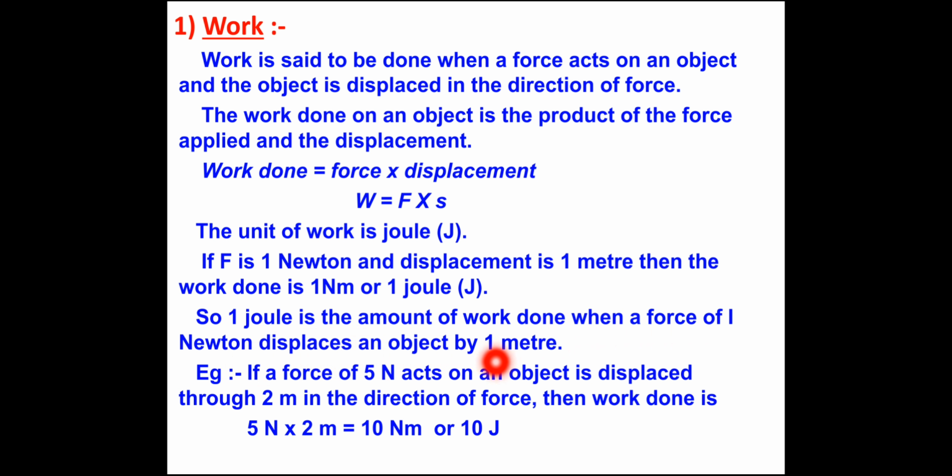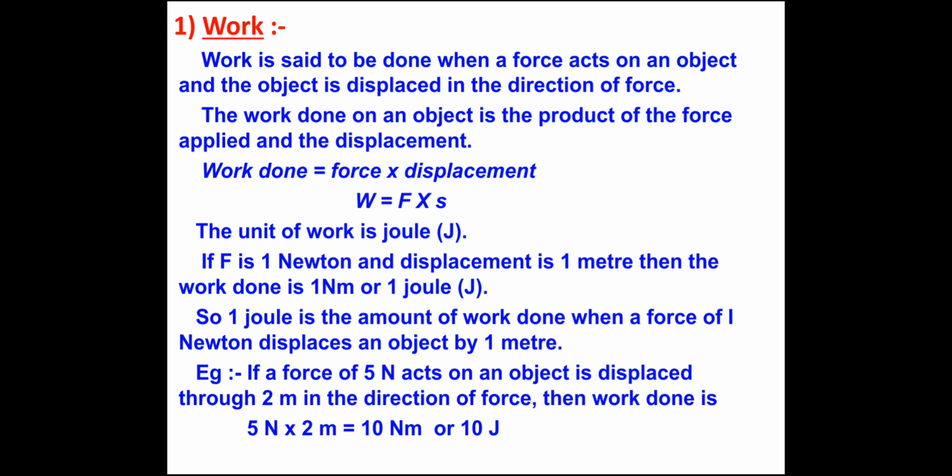At that time the work done will be 1. Now here another example is given. If a force of 5 Newton acts on an object and it is displaced through 2 meter in the direction of the force, then how much is the work done?